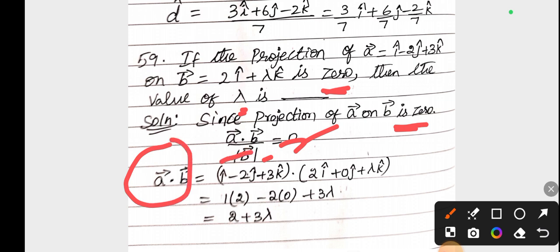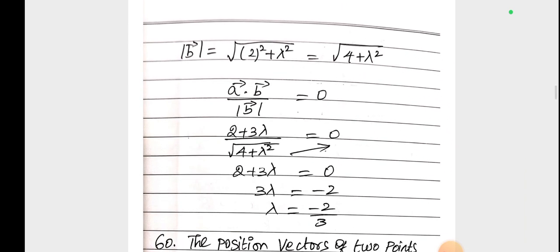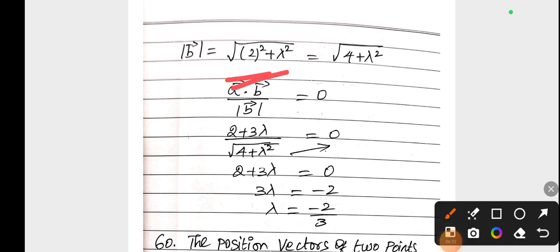So i cap and 2i cap multiply, now 1 into 2. Then minus 2j and 0, so minus 2 into 0. Then 3k and lambda, 3 lambda. So 2 plus 3 lambda is A vector dot B vector. Then what is the magnitude of B vector now? Already 2 plus lambda is there, no, children? Root over 2 square plus lambda square. So we are getting root over 4 plus lambda square. So A vector dot B vector is 2 plus 3 lambda.